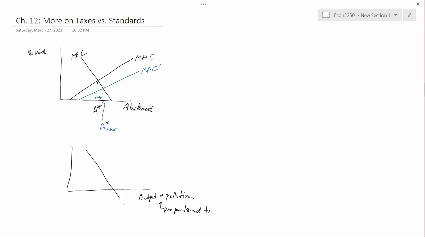So we had MNPB, MEC, dollars per unit. So this is what we were doing in previous chapters. MEC is rising because we have output proportional to pollution on the horizontal axis. So the optimal amount of output is Q star.